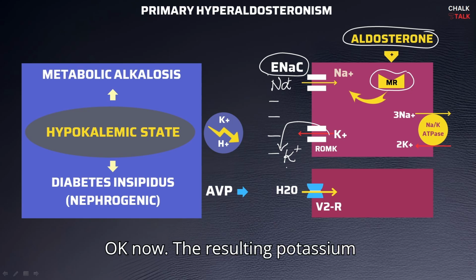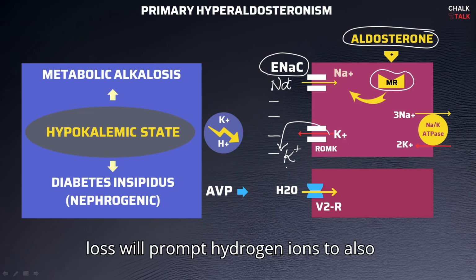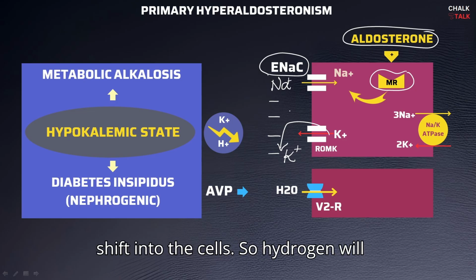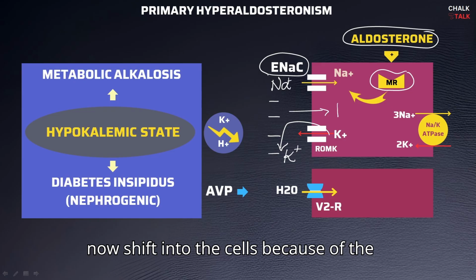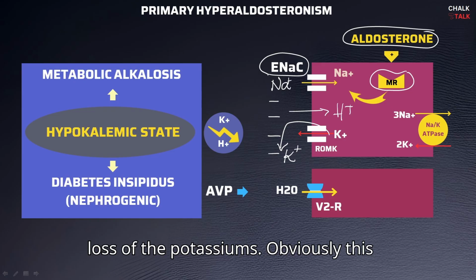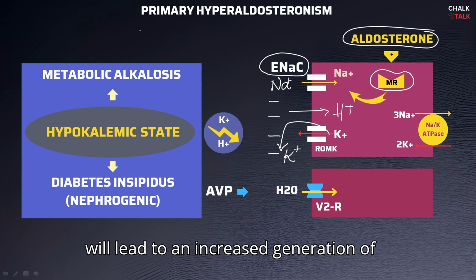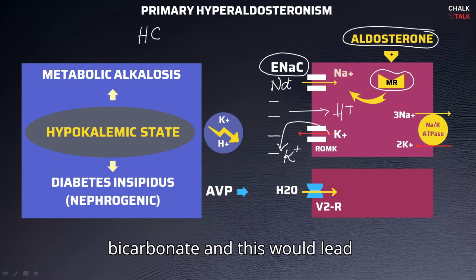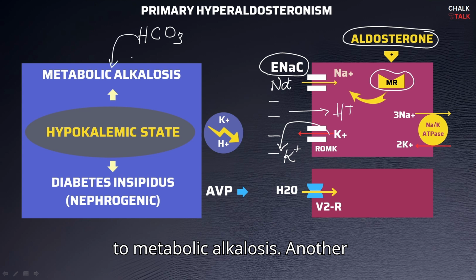Okay, now the resulting potassium loss will prompt hydrogen ions to also shift into the cells. So hydrogen will now shift into the cells because of the loss of the potassium. Obviously, this will lead to an increased generation of bicarbonate, and this would lead to a metabolic alkalosis.